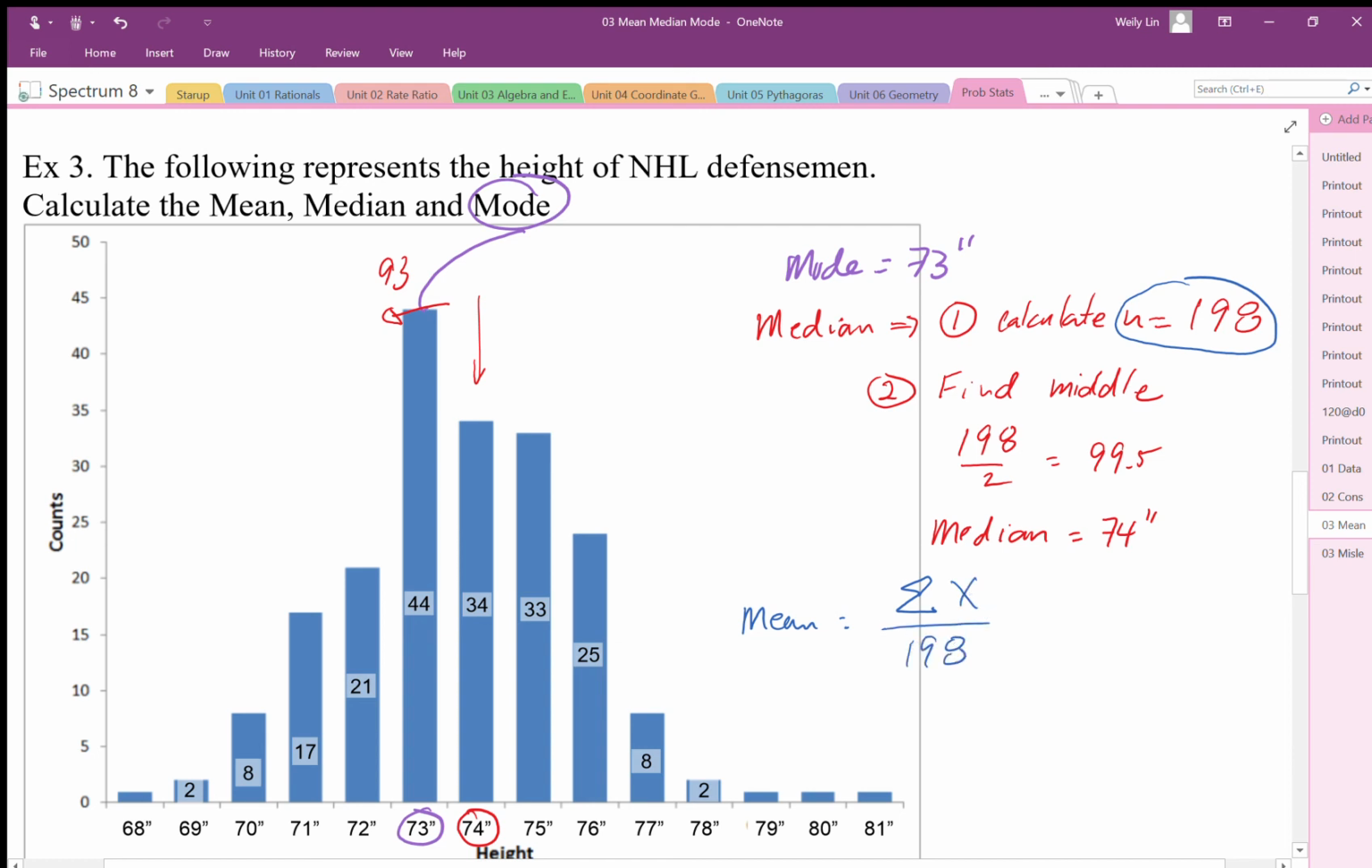So that means we're going to have to do one person at 68, 2 people at 69 inches. So add up those heights. Imagine stacking all these people on top of each other and finding the total height. That's going to take a lot of calculation.